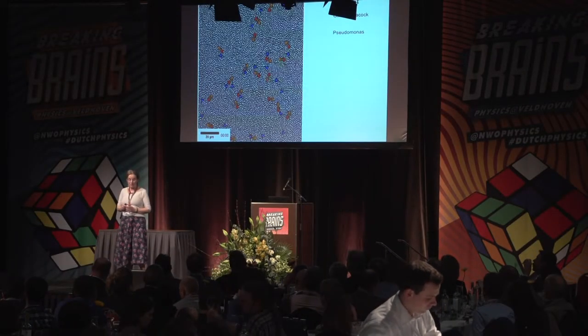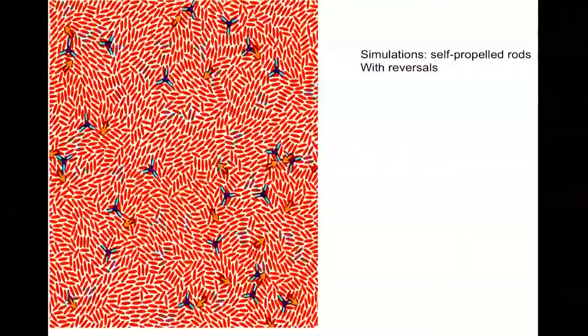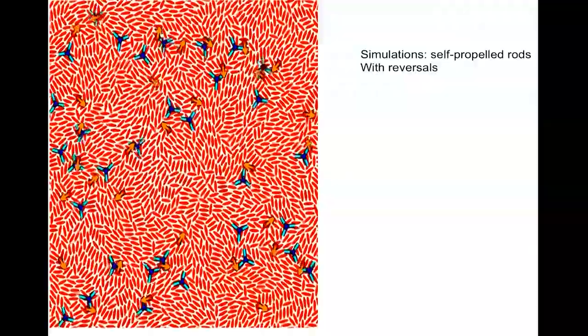He then did a simulation, which is different from the ones I've been talking about so far, because so far I've talked about solving the continuum equations. His simulation was just rods. So it's just self-propelled rods moving around with an interaction, which means they can't cross each other. And to make them nematic, they reverse direction every now and then. And he put in the same parameters as this Pseudomonas, and you see essentially exactly the same thing. You see plus a half defects moving around, and you see minus a half defects moving around less quickly.